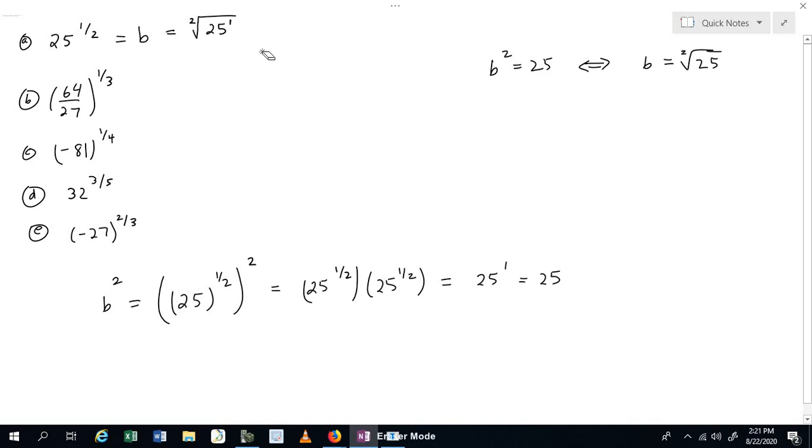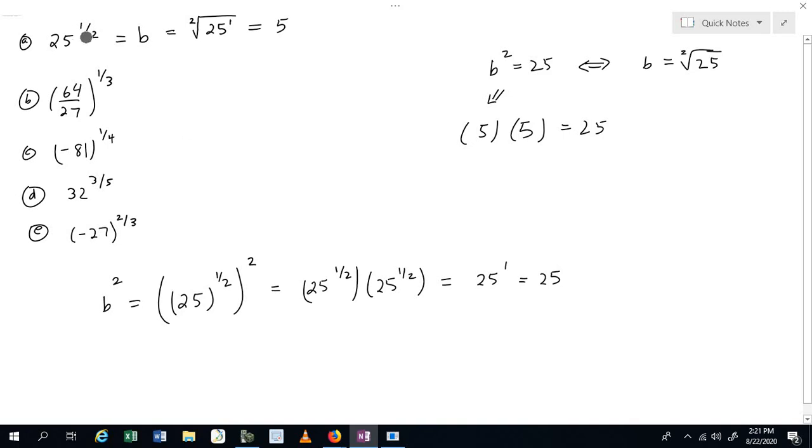And of course, the square root of 25, what number would b be equal to, right? What number squared would give you 25? Well, the only number that would work would be 5, right? 5 times 5 gives you 25. So this actually equals 5.